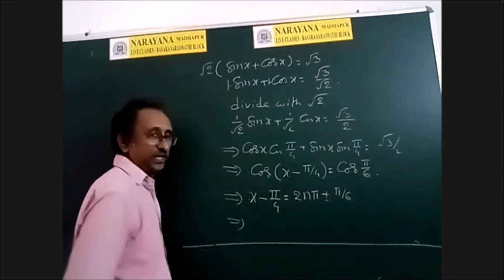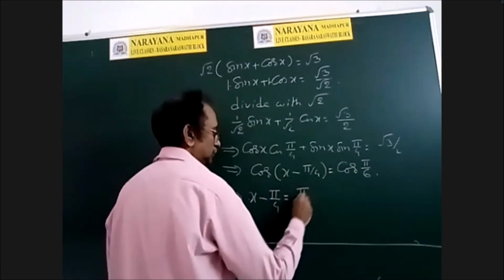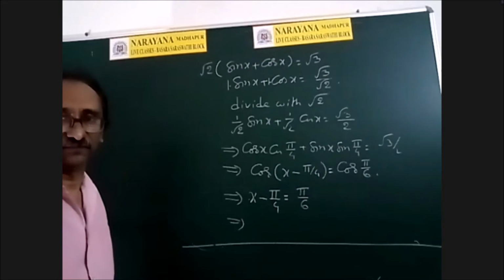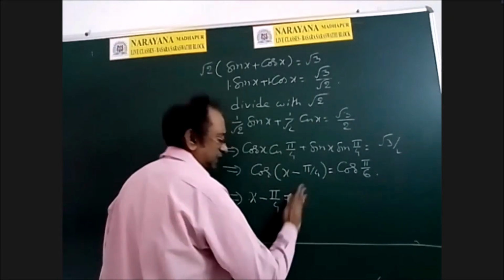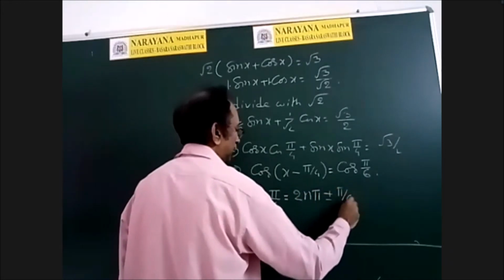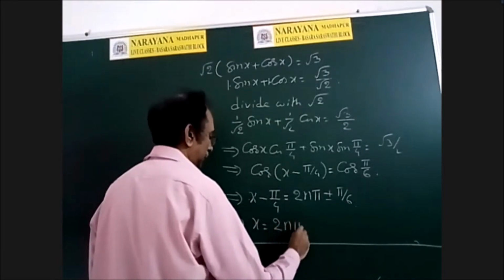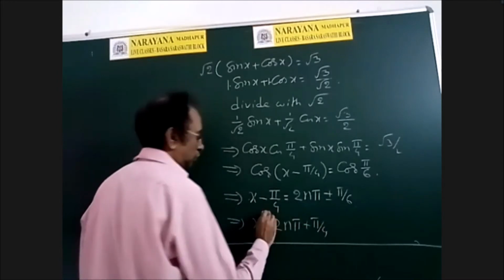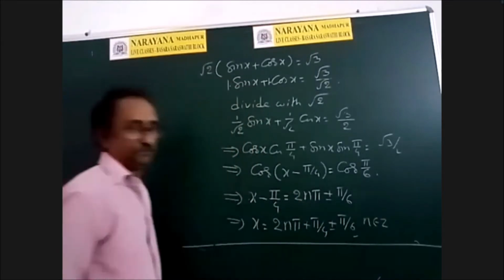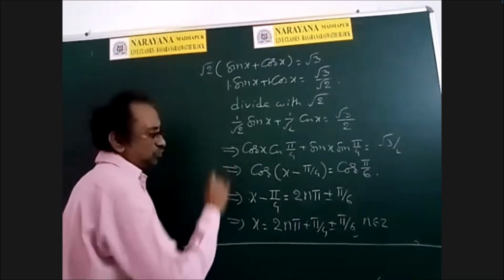Okay. And now suppose you need the principal solution. First of all, write the principal solution. What is the principal solution? So that is pi by 6. And for x, principal solution is pi by 4 plus pi by 6. Okay. Generally, they ask only general solutions. So write 2n pi plus or minus pi by 6. And therefore, x is equal to 2n pi plus pi by 4 plus or minus pi by 6, n belongs to z.